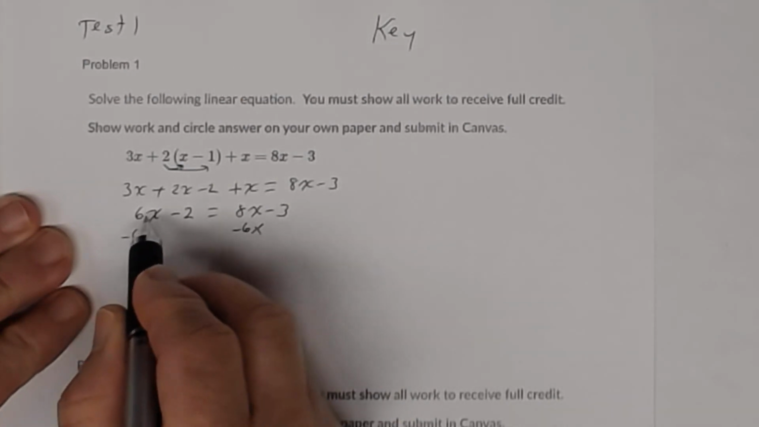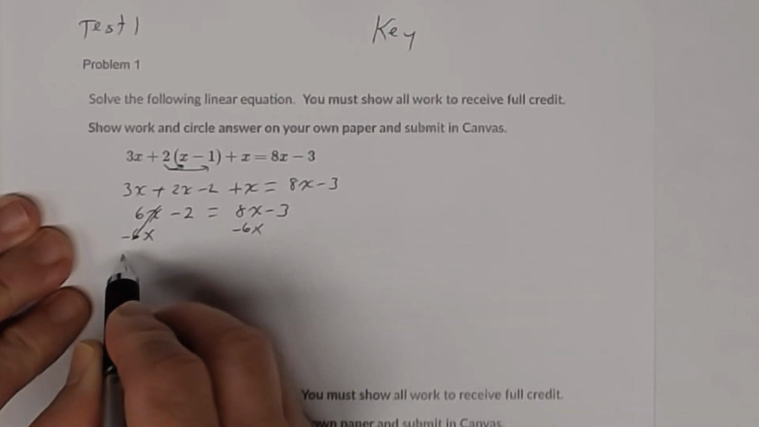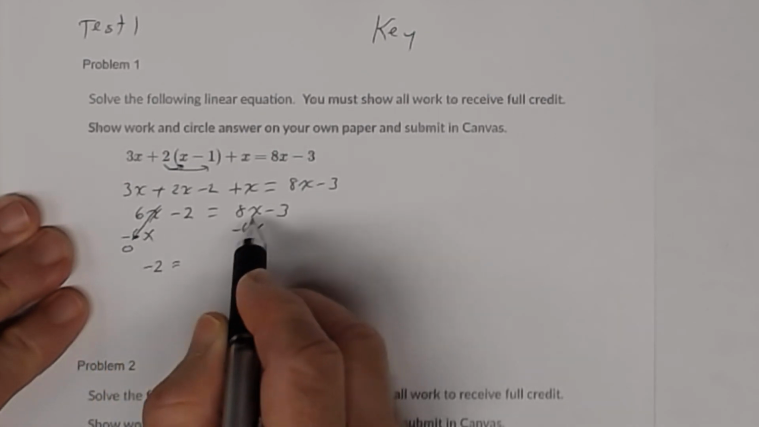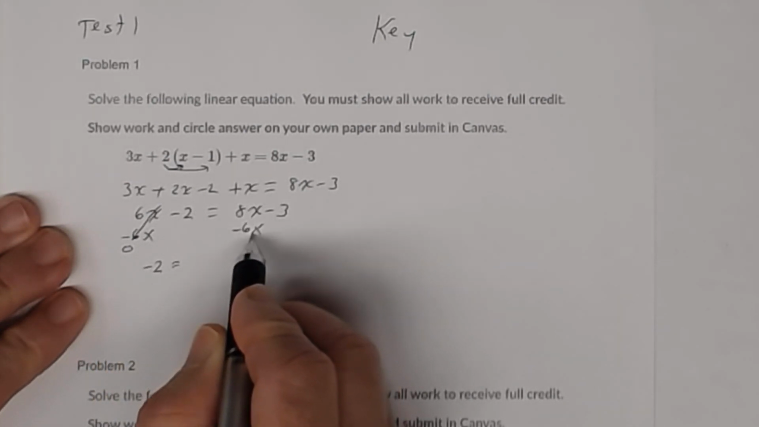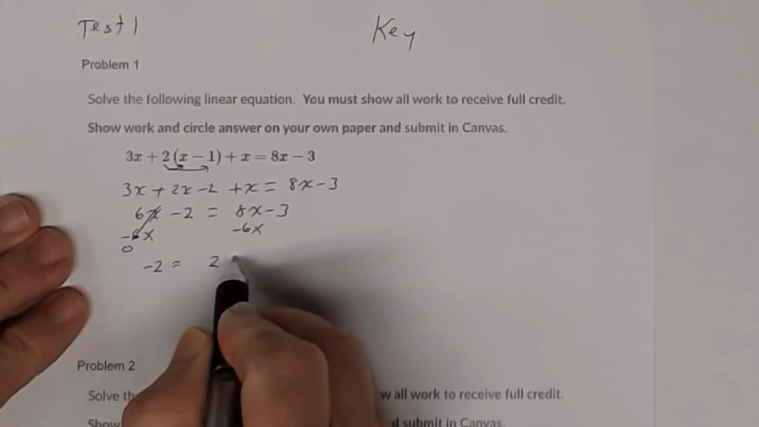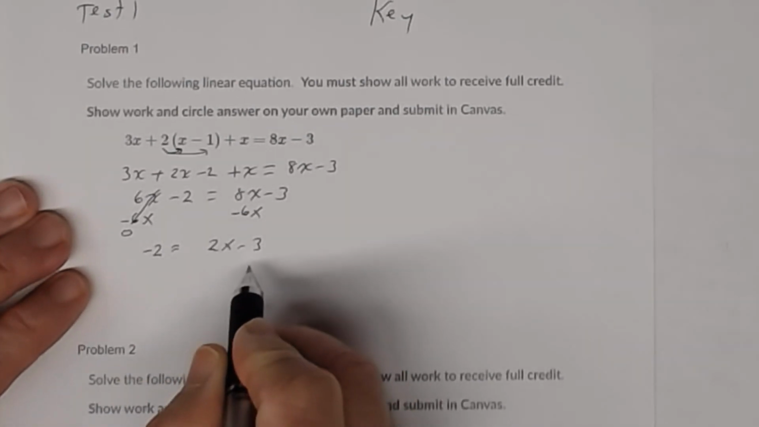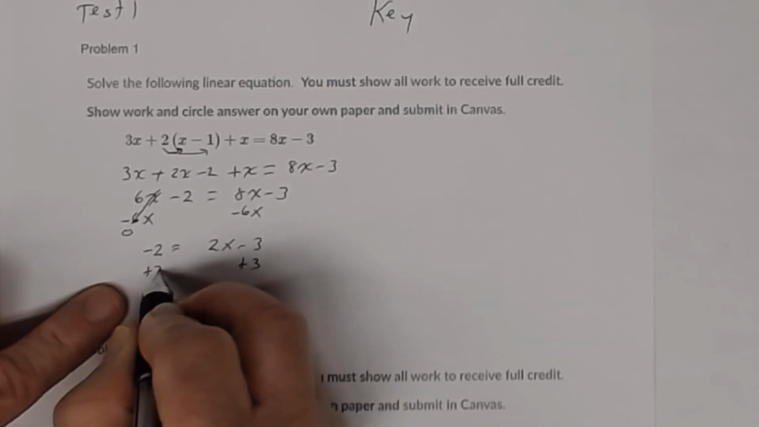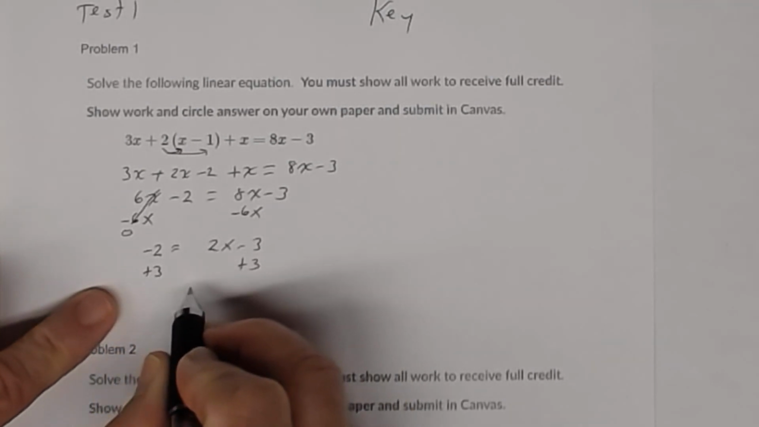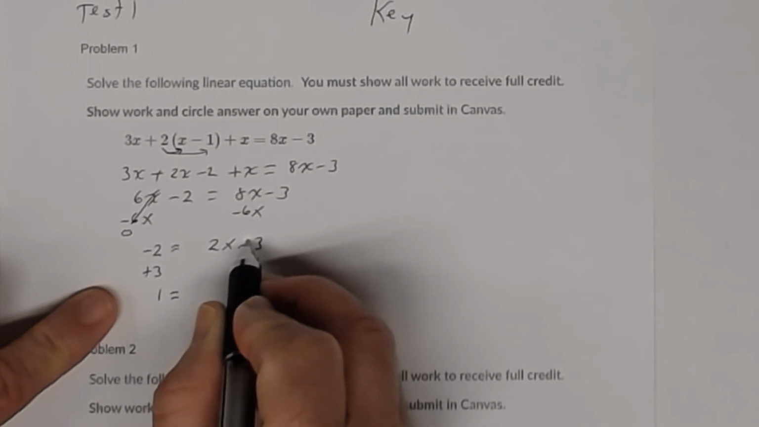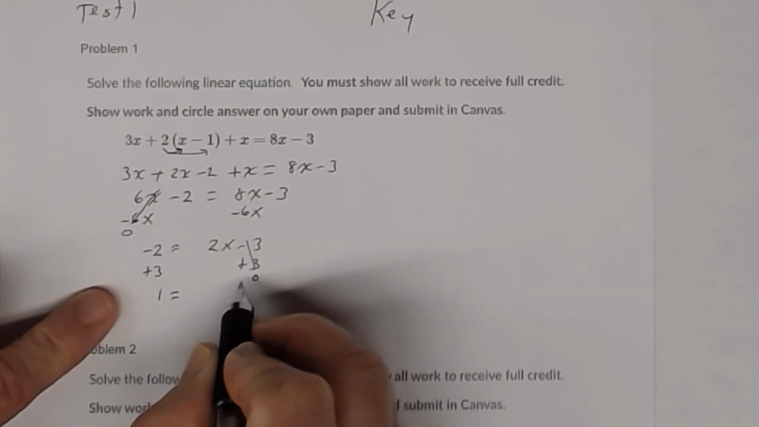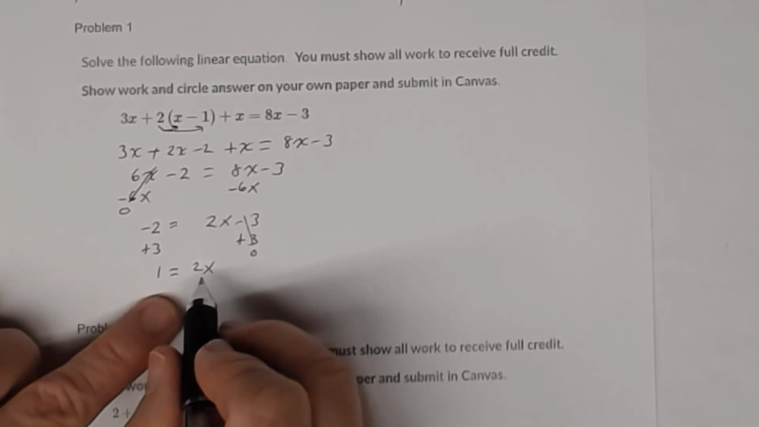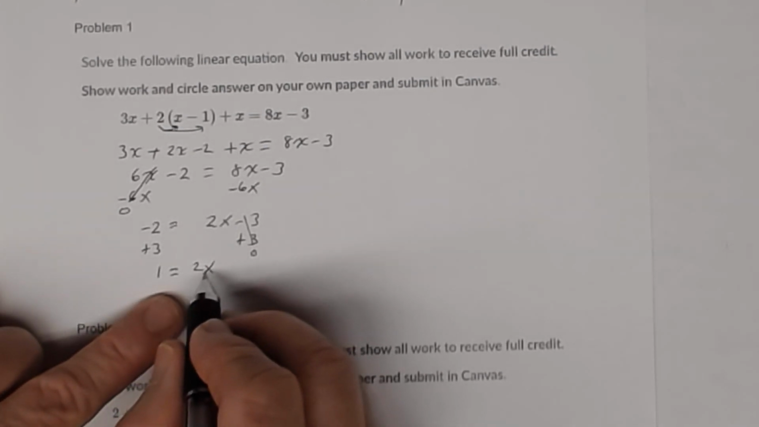So now when I combine like terms, 6x minus 6x is 0, so I have 0, subtract 2, which is a negative 2, equals, and then 8x minus 6x is 2x. I get 2x minus 3, and then the next step is to add 3 to both sides, and so negative 2 plus 3 is 1, so I get 1 equals, this is 0, negative 3 plus 3 is 0, and you get 2x.